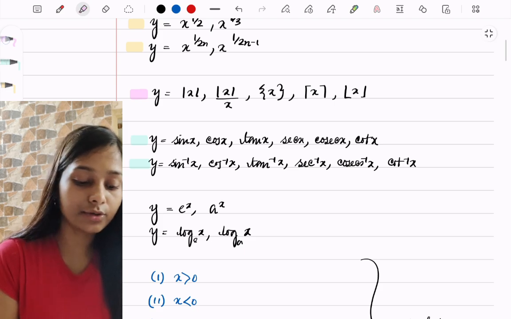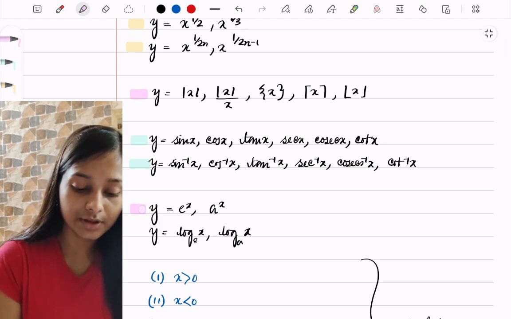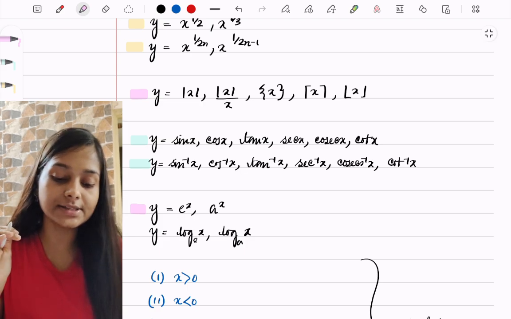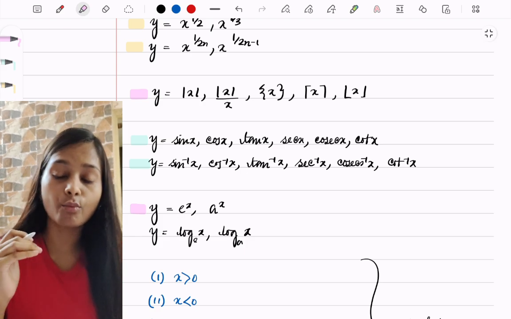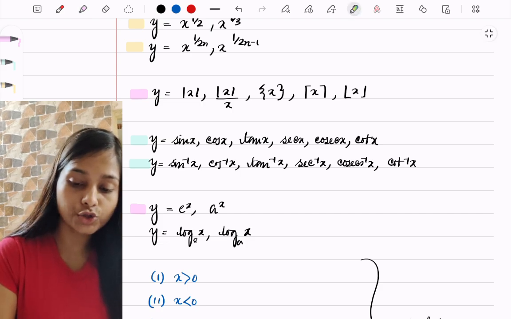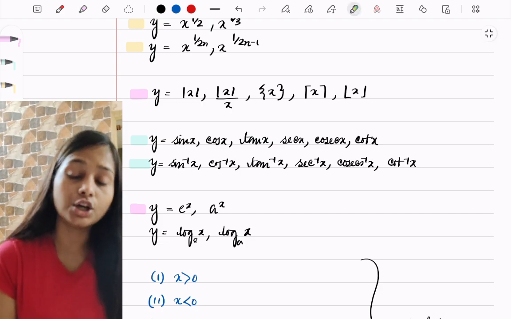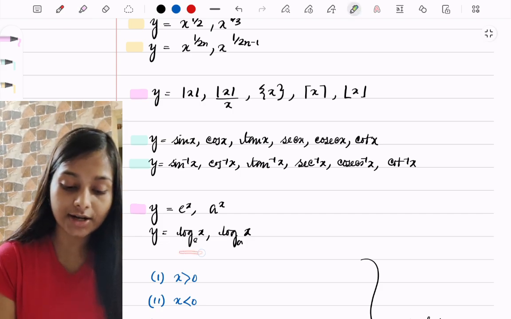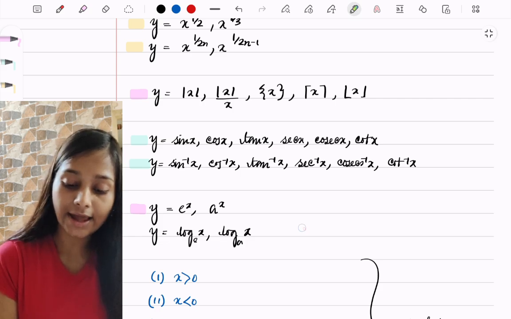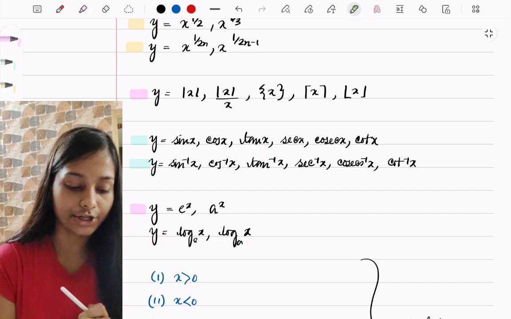Next, we will be discussing the exponential functions. Exponential functions means y equals e power x, y equals a power x, where a is greater than 0. And also we have the logarithmic functions, which are log x, log x base a, and here we have a greater than 0, this condition.